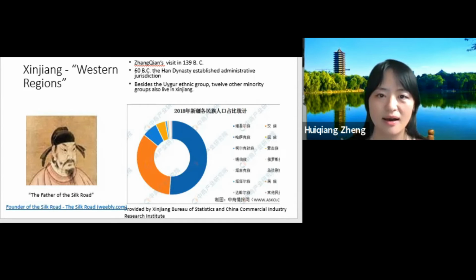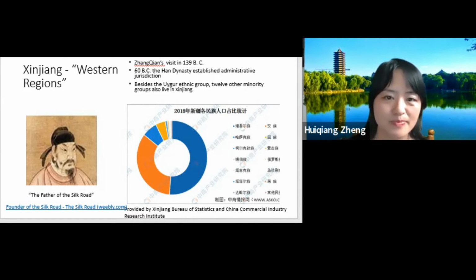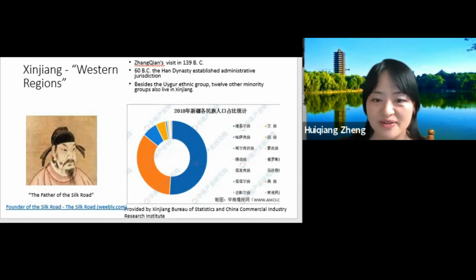In Xinjiang right now, except for the Uyghur ethnic group, we can also see 12 other minority groups. This data was released in 2018. This is also the area in China you have probably heard about, where the issues of re-education and forced labor are being questioned by the United States and other European countries.